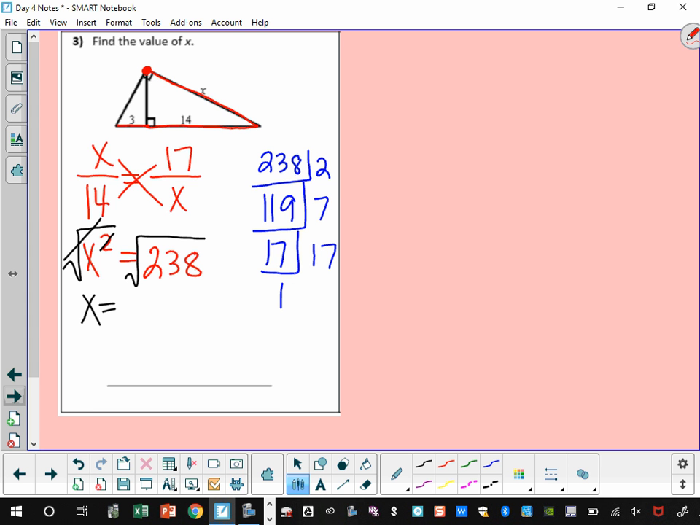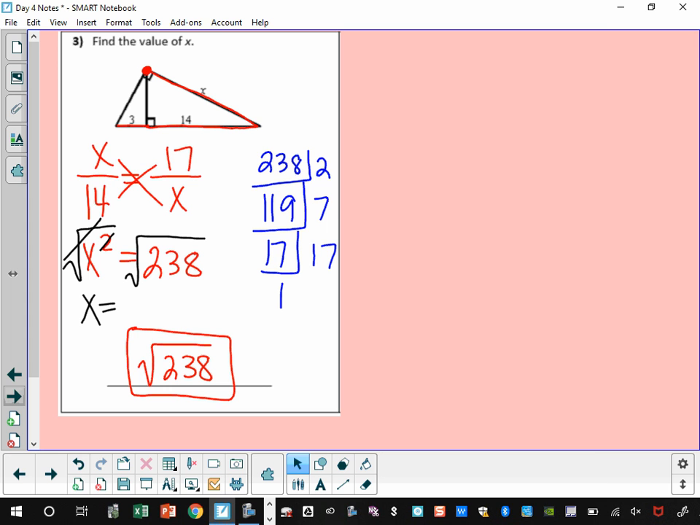I have 2, I have 7, and I have 17. So that means that all those numbers stay under the radical. 2 times 7 times 17 leaves me with square root of 238. Sometimes they don't simplify, that's okay. That one did not simplify. Okay?